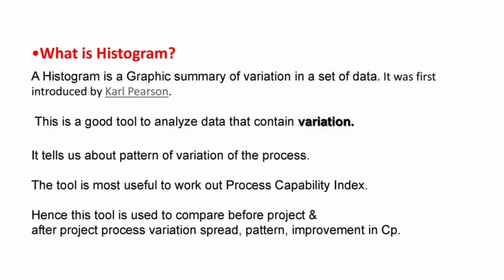Next is histogram. This is another tool. Histogram finds out the variations. It tells about the pattern of variation of the process. The tool is most useful to work out the process capability index, Cp and Cpk value. This is a main tool. It shows what the variation is for this much range. It was introduced by Karl Pearson.